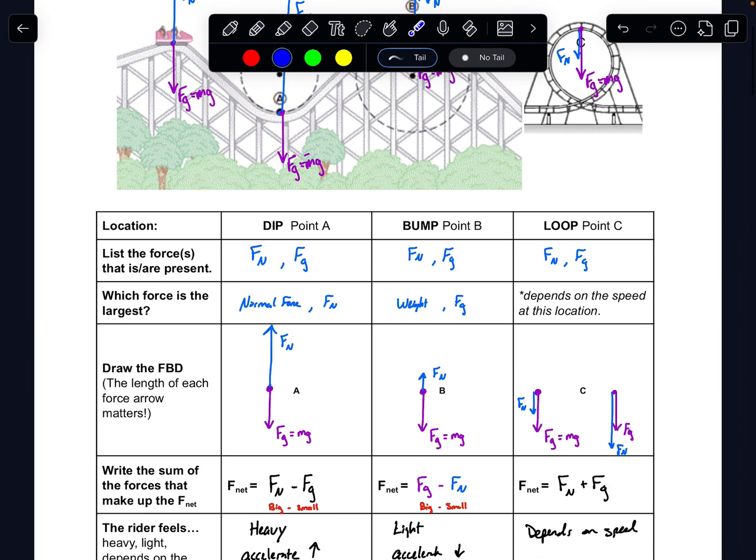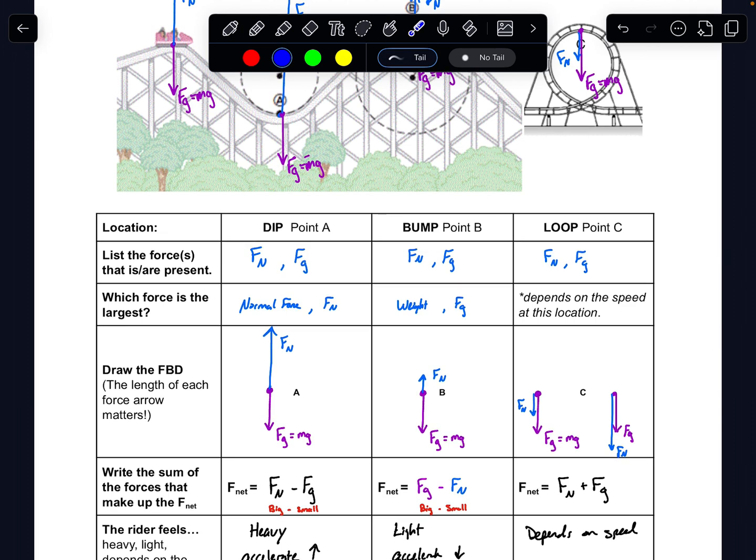All right, so when I draw the free body diagrams, I'm going to represent that as the normal force being larger when we're in the dip, and smaller when we're in the bump, and the weight force is always the same. I drew two instances here, one where it's not going as fast, and so it's a smaller normal force, and one where it's going a lot faster, where we have a bigger normal force. But notice they're both directed in the same way.